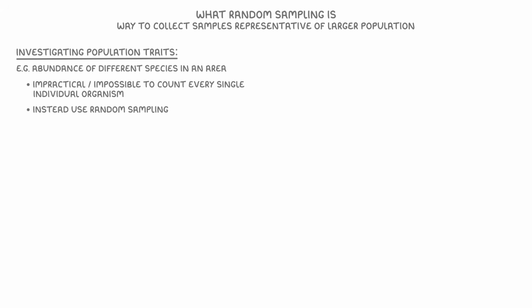If we start with what random sampling is, when we're investigating population traits, like the abundance of different species in an area, it's often impractical or impossible to count every single individual organism. Instead, we can use random sampling as a way to collect samples that are representative of the larger population, whilst also avoiding bias. Here's how random sampling works.